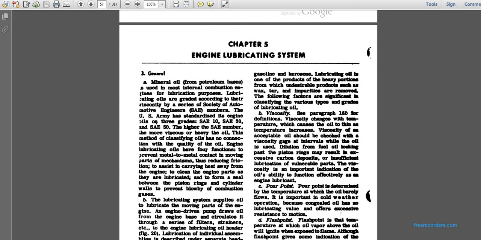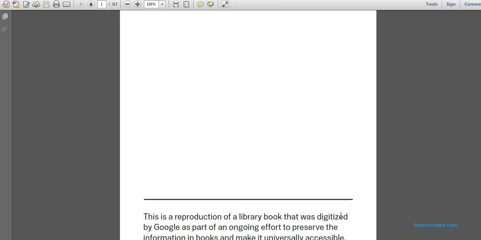As the temperature increases, the viscosity decreases. The oil should be checked with a viscosity gauge at intervals where the oil is used. Dilution from fuel oil leaking past the piston rings may result in excessive carbon deposits and insufficient lubrication for vulnerable parts. The viscosity is an important indication of the oil's ability to function effectively as an engine lubricant.